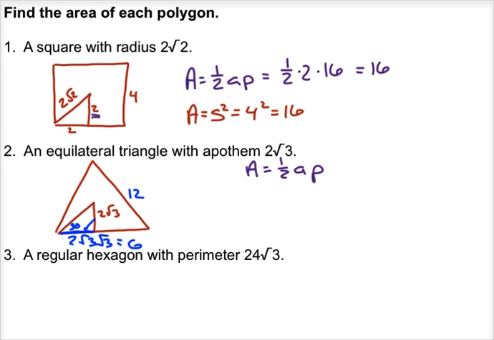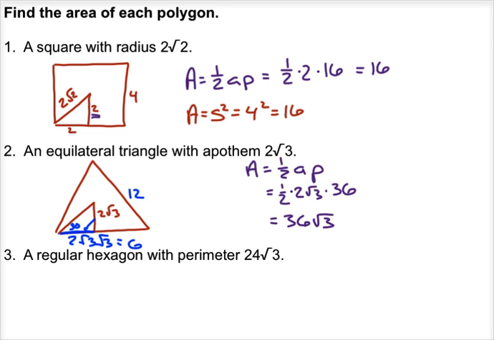So if I come to my formula then, I have area equals 1/2. Apothem was 2 square roots of 3. And the perimeter, if one side is 12, all 3 sides is 36. And now I'm going to multiply. Half of 2 is 1. 1 times 36 is 36. And then I still have the square root of 3.